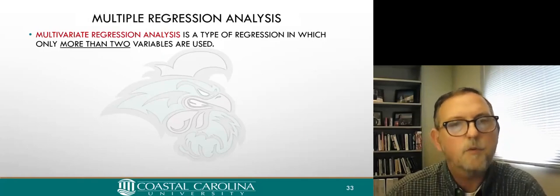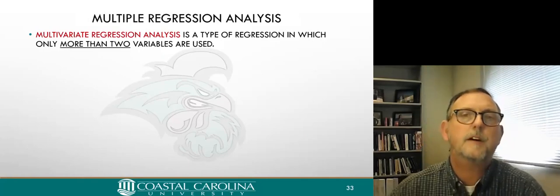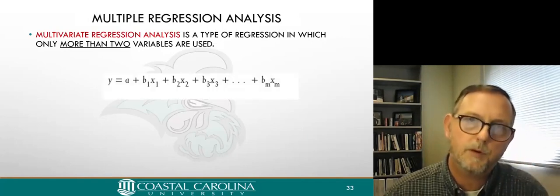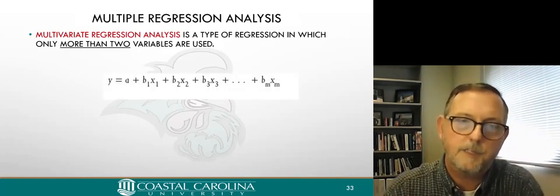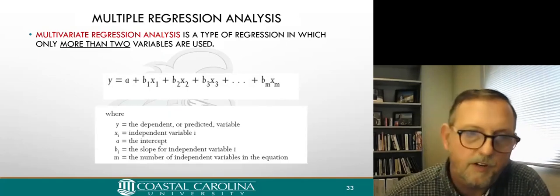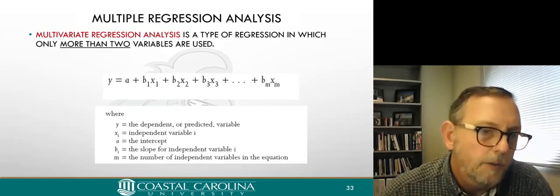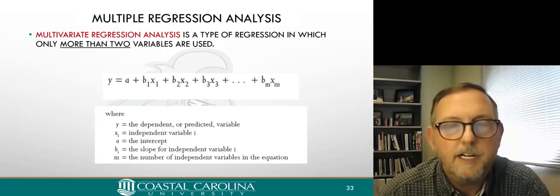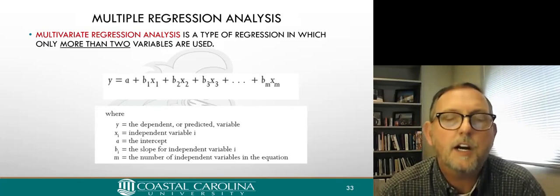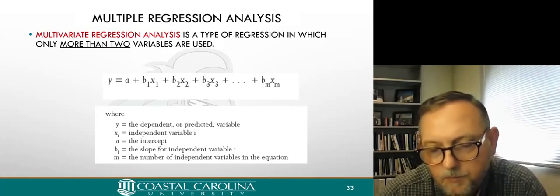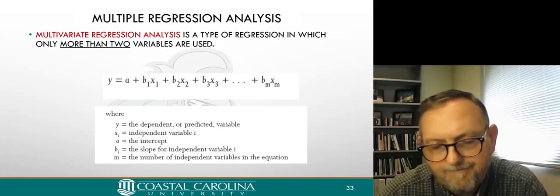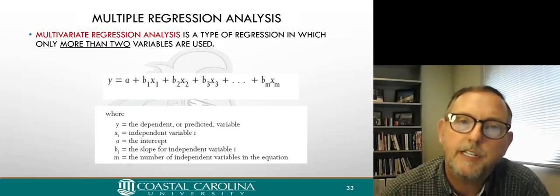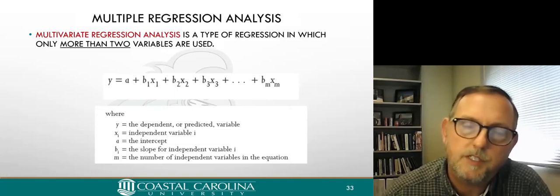We need to extend it to have more than 2 x variables. So if we have more than 2 x variables, it means we have multiple regression, and it could look a little bit more involved like this. So we still have our dependent variable, the y, on the left-hand side. We still have a, which is a constant, okay? And we don't really have anything to do with a. What we care about are the betas that are associated with each of the x variables.